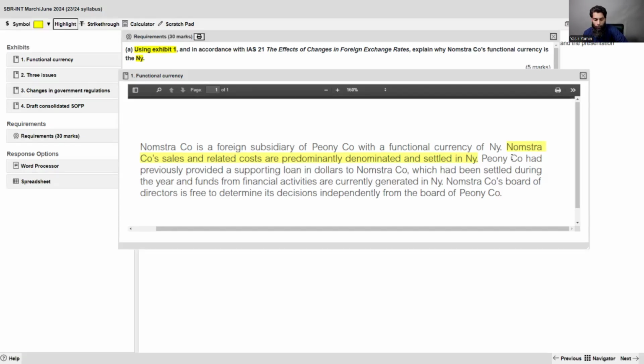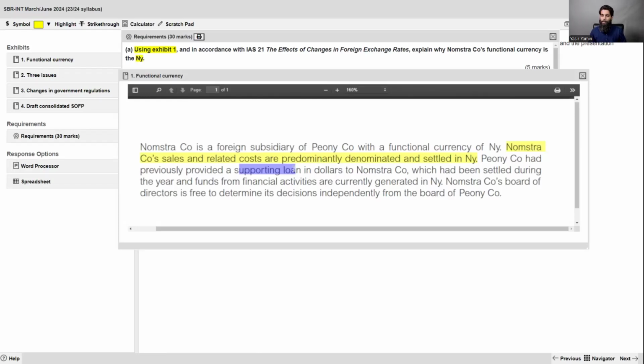It says that Peony company had previously provided a supporting loan in dollars to Nomstra company. So the parent company provided finance to the overseas subsidiary through a supporting loan. Just focus on this fact. This is a supporting loan. Now, when do you ask for supporting loans? When you are in trouble. So most likely the overseas subsidiary was not in a position to manage its financial position or its operations, and that is why they would have asked for a supporting loan from their parent company.